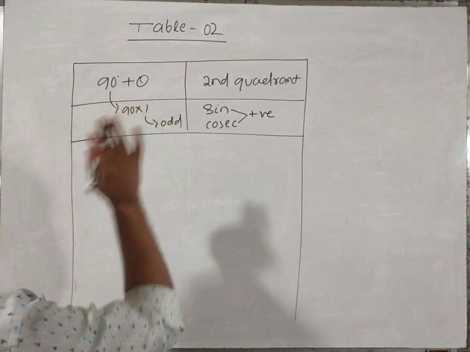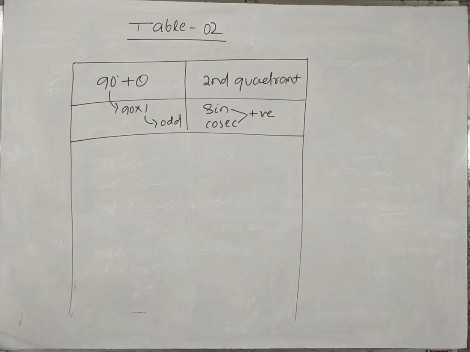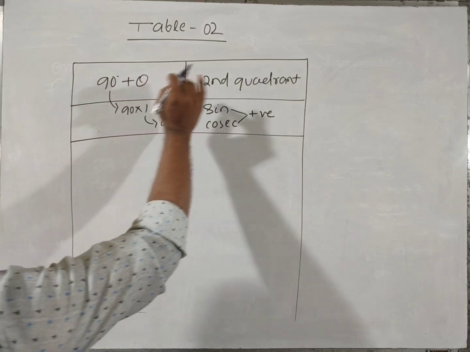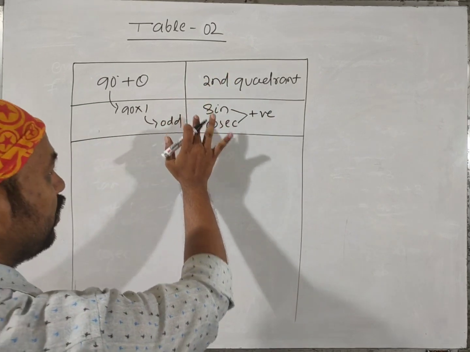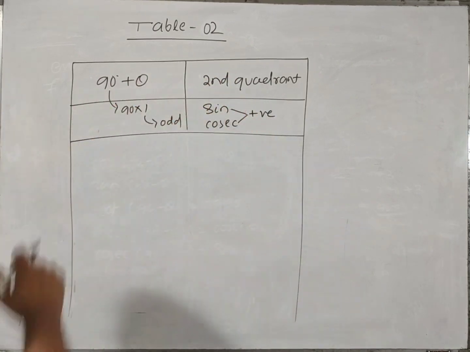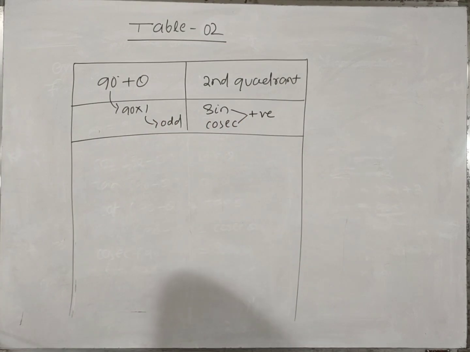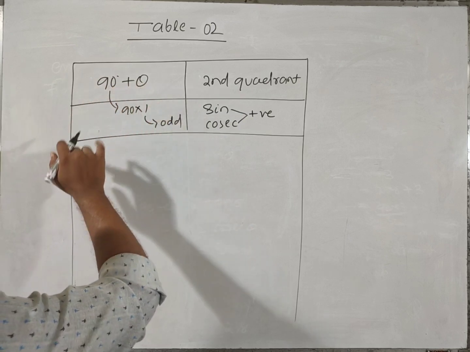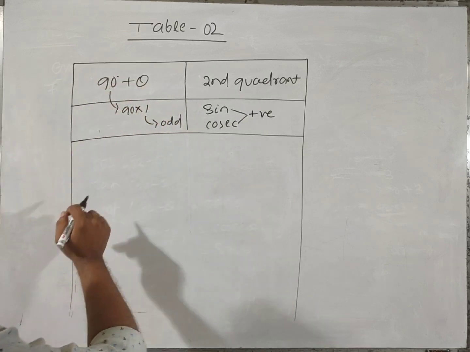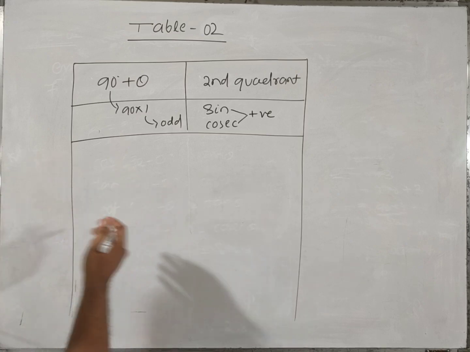Now let us go through table number 3. It is based upon the angles related to 90 degree plus theta, and these angles will lie in the second quadrant. And in the second quadrant, the two trigonometric functions sine and cosec are positive, and all the rest 4 trigonometric functions are negative. But this 90 degree plus theta is again associated with the odd multiple of 90 degree. So the trigonometric functions again will be changed.